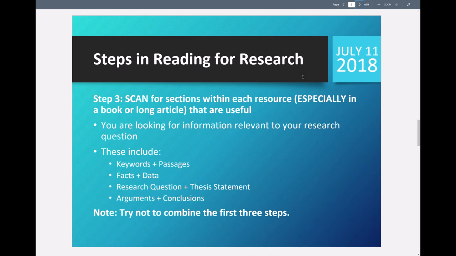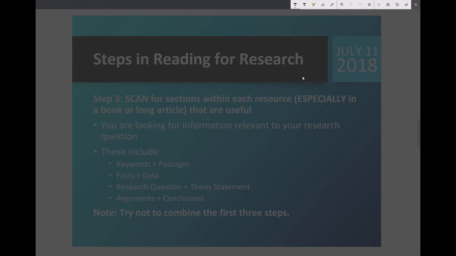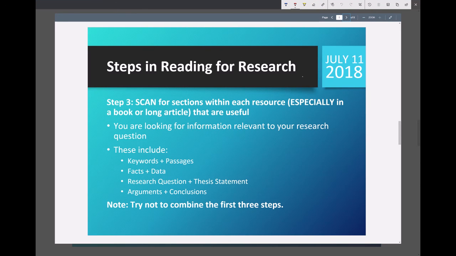Step 3, scan for the sections of each resource that you find useful. Here, you would use your notes to look for certain things and fill them in: keywords and passages, facts and data, research question and research statement, thesis statement, and arguments and conclusion. Okay, this step is very useful to do when you're using the Cornell Notes. And remember, try to use at least a separate page per article, so you can look at them together.